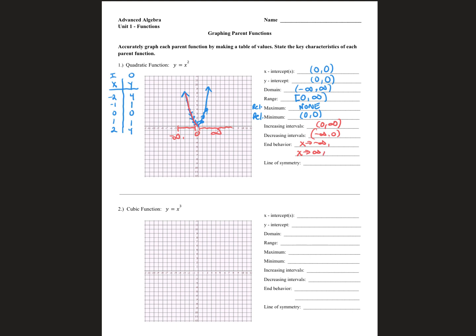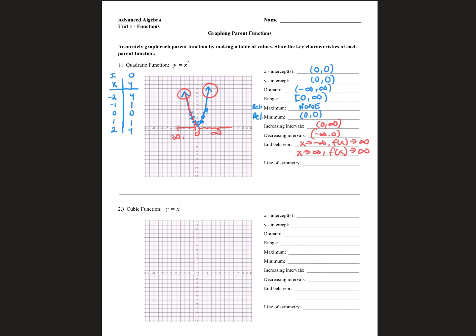So starting with the left side, as I go left, what's happening to my function? Well, my function is going higher and higher and higher. So it's going towards positive infinity. And then on the right side, what's happening to my function? Well, it's going higher and higher and higher. So it's positive infinity again.